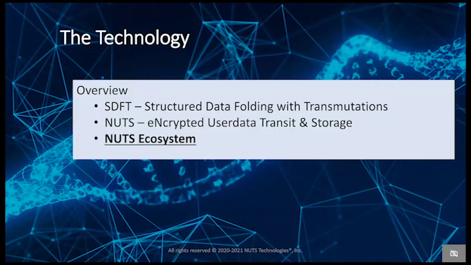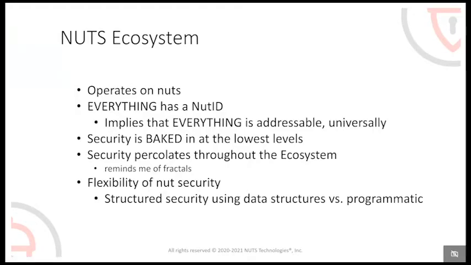Now we'll cover the third layer of the technology in the NUTS ecosystem. Basically, this ecosystem primarily operates on NUTs, and therefore it operates on secure data. Everything that's in a NUT has a NUT ID, so everything is addressable in a universal way, which is kind of weird to think about. Not many systems are built this way.